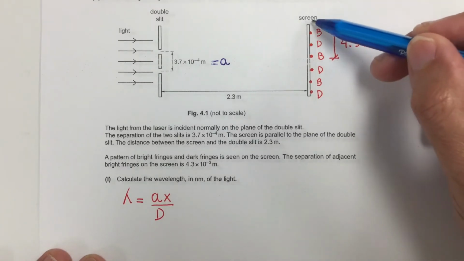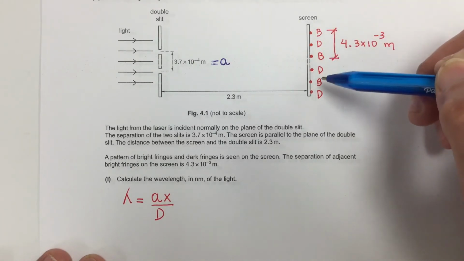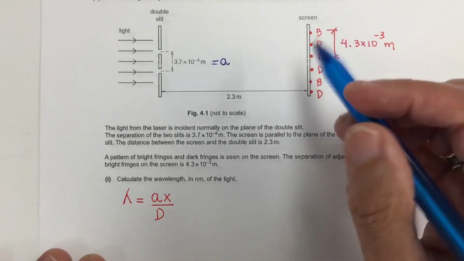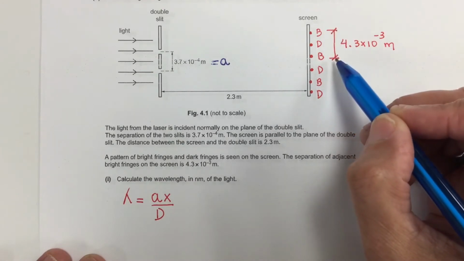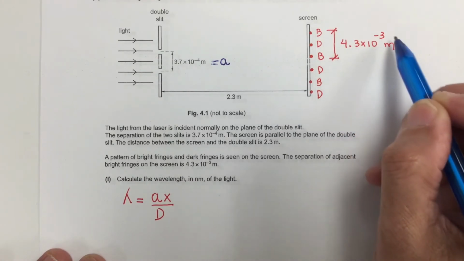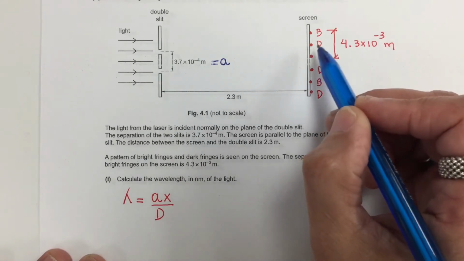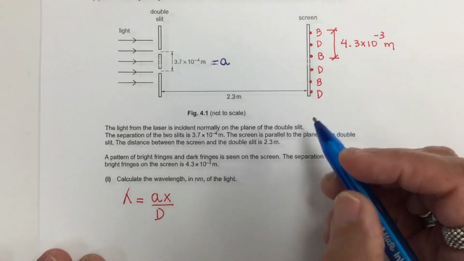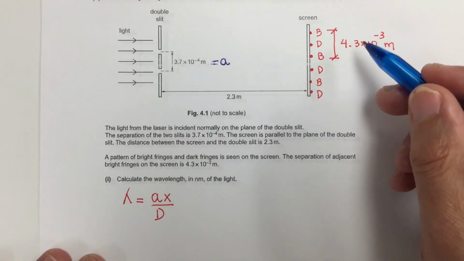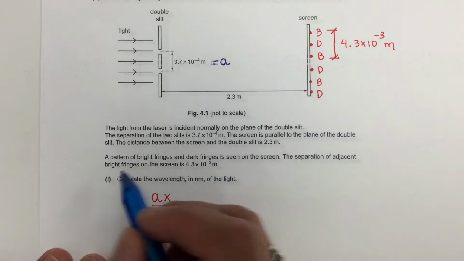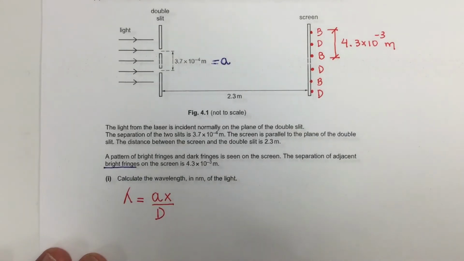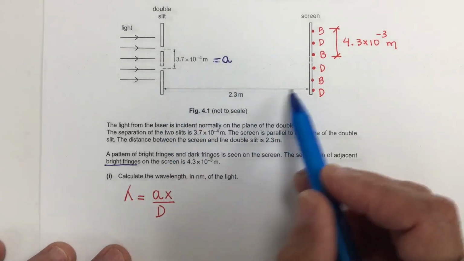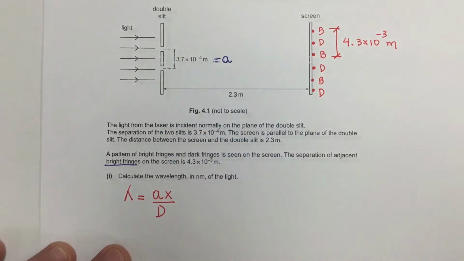So I draw here on this screen bright, dark, bright and dark, just so you have a feeling of what's going on here. Between two bright fringes, the distance is this. The distance between two dark fringes will be the same value. So it will not matter if it's between two bright fringes or two dark fringes. But in this case, it was given two bright fringes. And D is the distance between both screens, which is 2.3 meters.